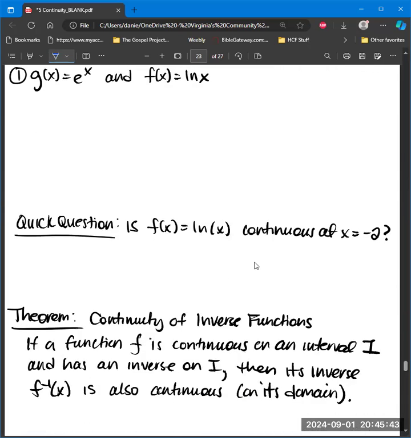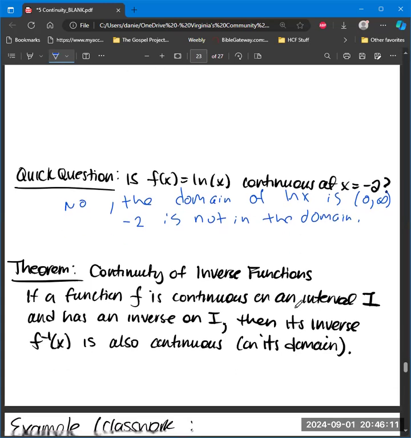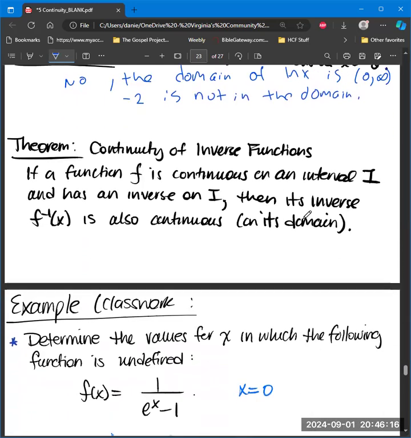Is ln of x going to be continuous at x equals -2? No, because the domain of ln of x is 0, not included, to infinity. -2 is not in the domain. So we violate continuity checklist number 1 there and can't be continuous there.